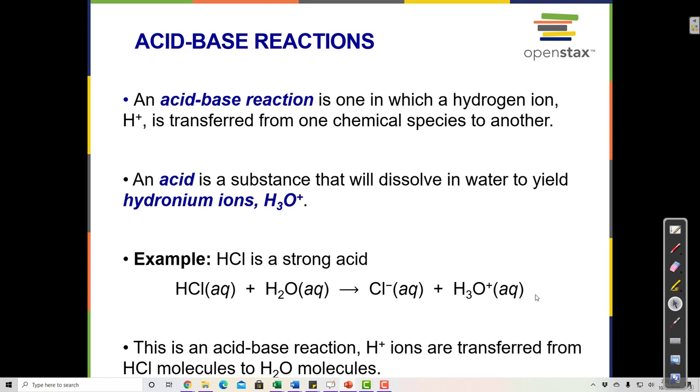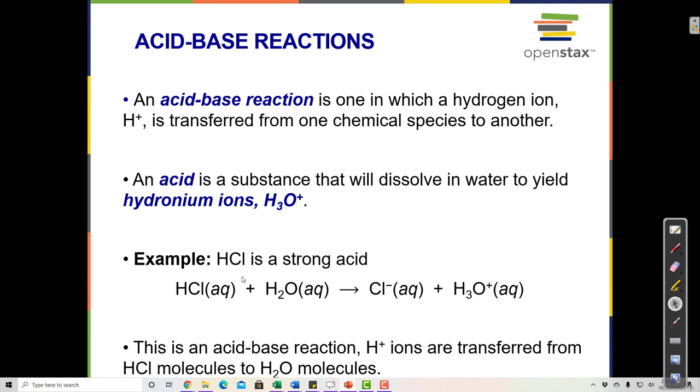Okay, acid-base reactions. These are reactions where an H plus ion is either donated or accepted by different kinds of compounds. So acid-base reactions trade H plus around.